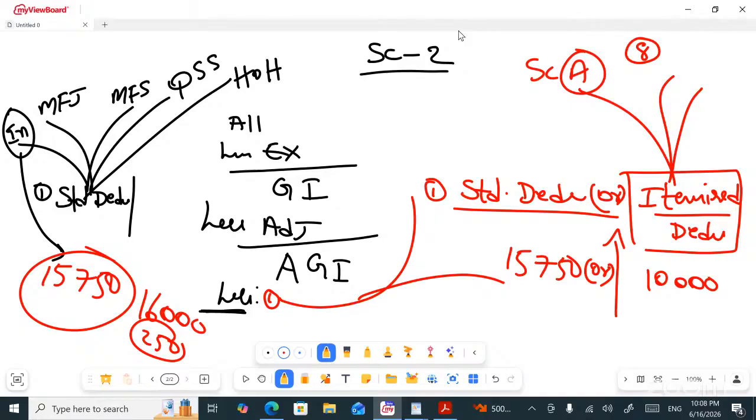Suppose the itemized deduction amount is, say, 16,000 instead of 10,000. So again, he has to compare the 15,750 standard deduction with the 16,000 itemized deduction, and whichever is beneficial to the taxpayer, he can choose. Obviously, he is going to choose 16,000. So this 16,000 can be claimed in the form of standard deduction or itemized deduction.